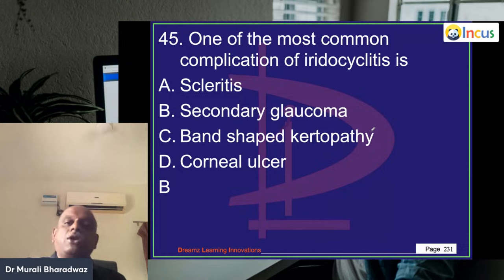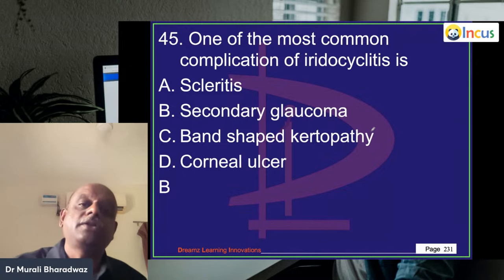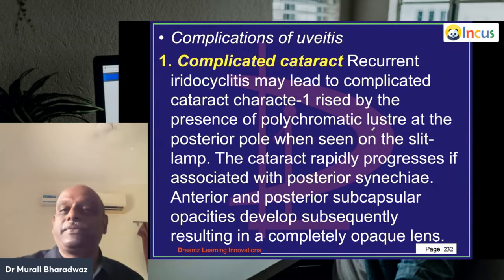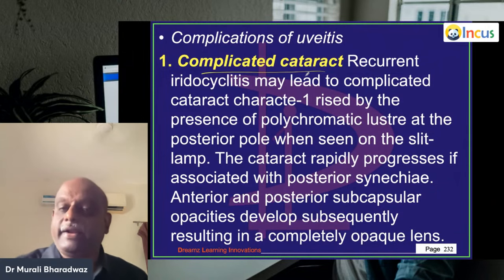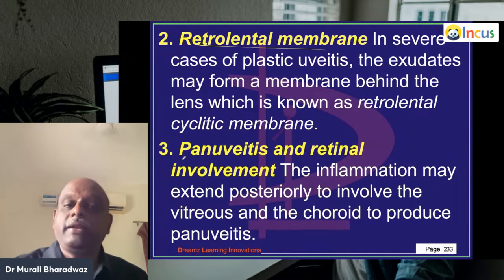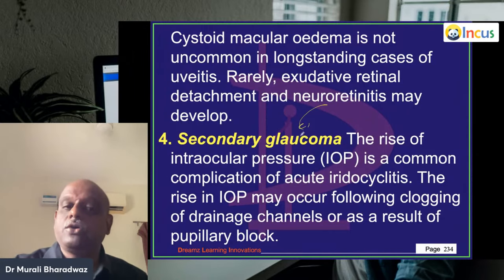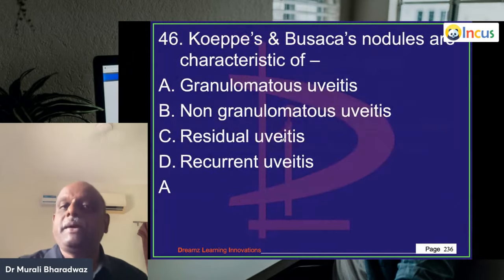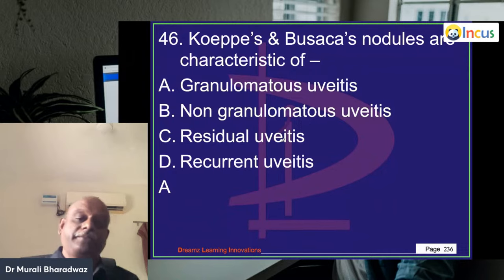So what is the most common complication of iridocyclitis, doctor? Secondary glaucoma. So what are all the complications of uveitis? Complicated cataract, cyclitic membrane, panuveitis, retinal involvement, secondary glaucoma, phthisis bulbi, etc.